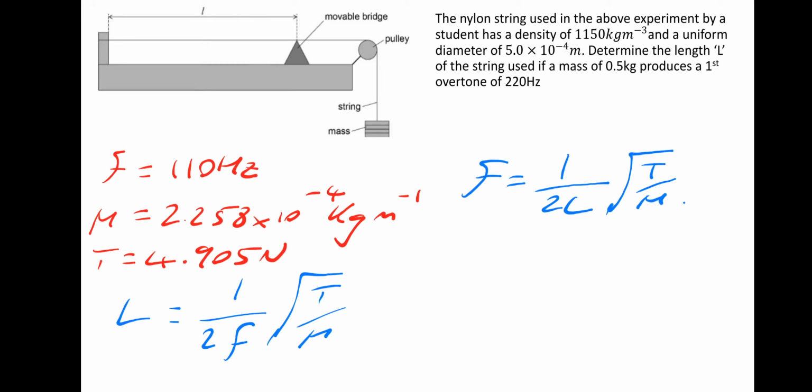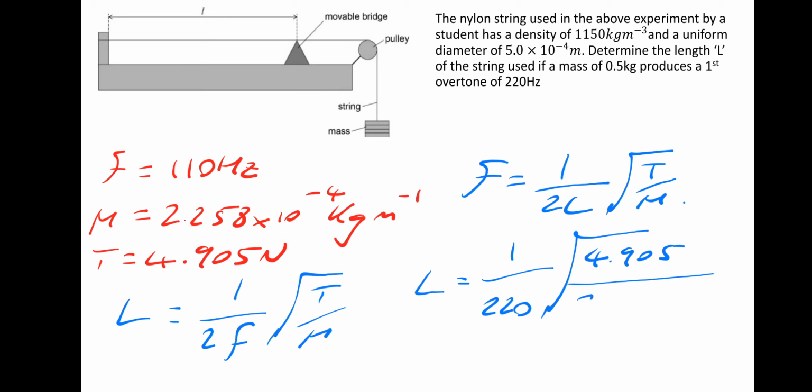Then it's just a matter of putting our numbers in. So the length is equal to 1 over 2f. So 1 divided by 2 times 110 is 1 divided by 220. Square root of the tension, 4.905, divided by mass per unit length, 2.258 times 10 to the minus 4. So that will give a length that is equal to 0.67 meters.